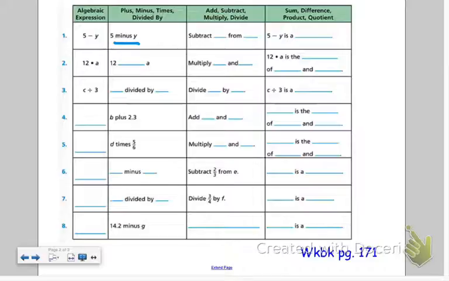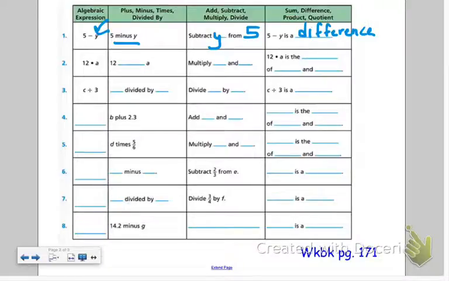But what are you actually doing here? You're doing subtraction, right? Minus means that you're subtracting. In this case, you're subtracting the y from the 5. So subtract y from 5. And 5 minus y is known as a difference because you're doing subtraction, and difference is the answer to a subtraction problem. So 5 minus y is a difference. When you subtract y from your 5, it's a difference.